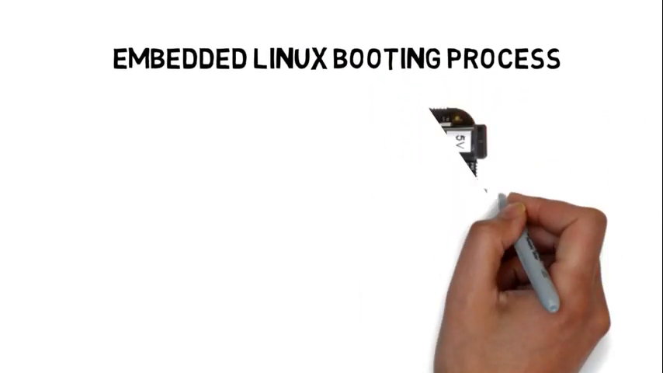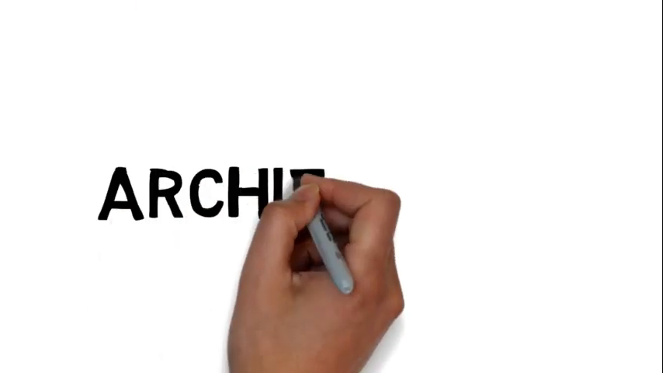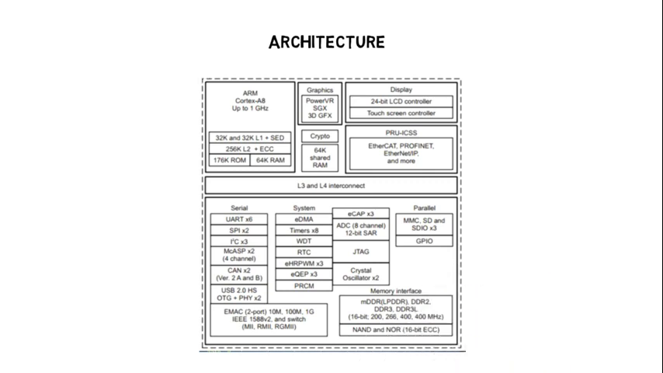Hello everyone, in this video we will see the steps to successfully boot the Linux kernel on the ARM Cortex-A8 processors. We'll take example hardware as BeagleBone. The BeagleBone uses the AM335x Sitara processor SoC, which is based on ARM Cortex-A8 architecture.